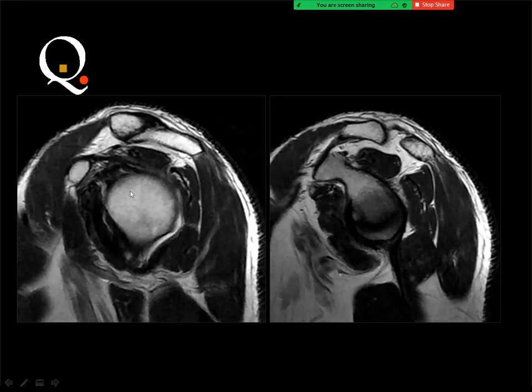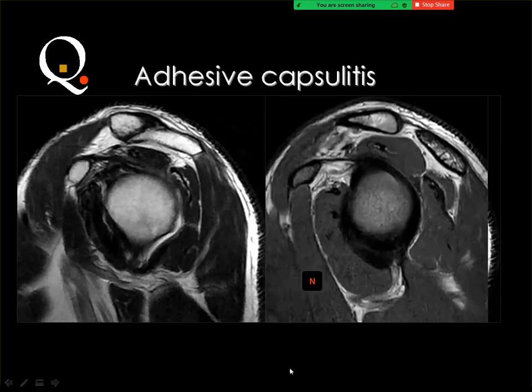Then the criteria of frozen shoulder or adhesive capsulitis is thickening of the coracohumeral ligament and obliteration of the fat surrounding this ligament in the rotator interval. These are some of the supportive signs for adhesive capsulitis. This is the normal appearance.